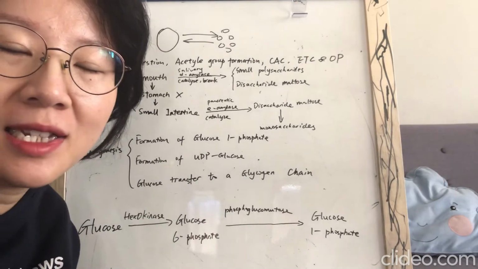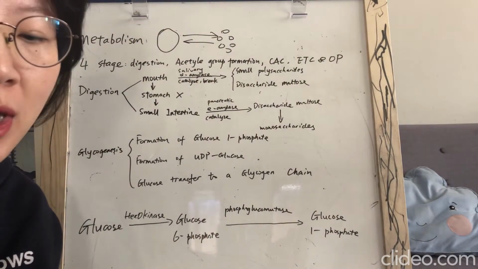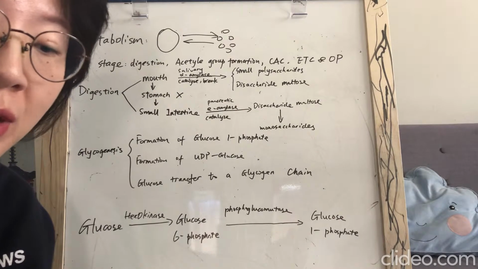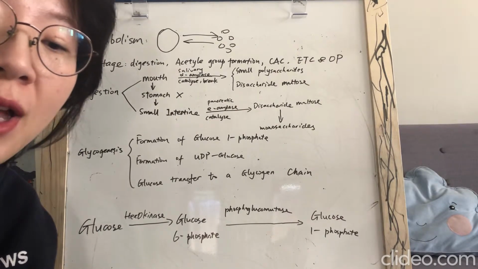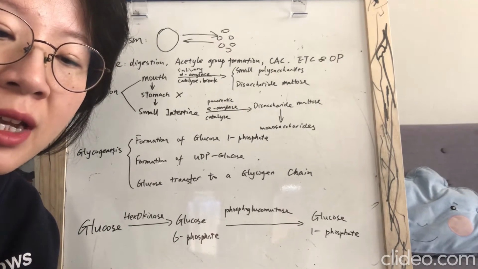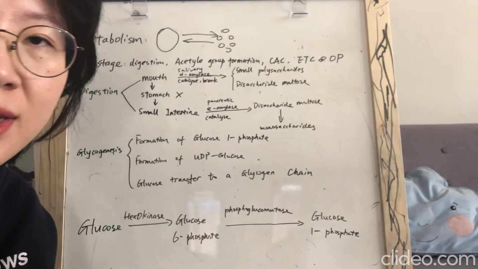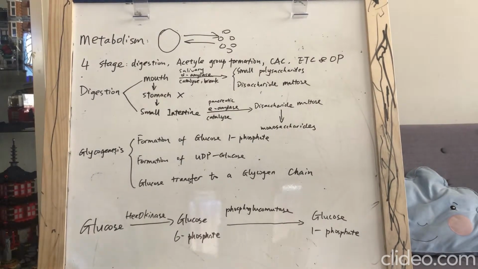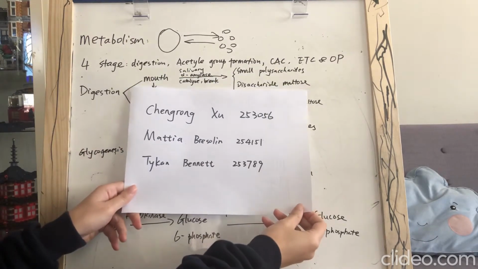Me, Mattia, and Taikan are in the group for topic 2, to explain the digestion and absorption of carbohydrates, glycogenesis and glycogenolysis. And this is our full name and student number.